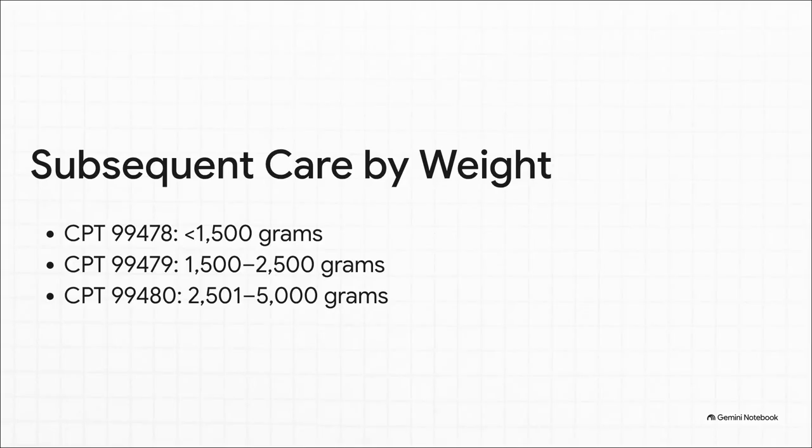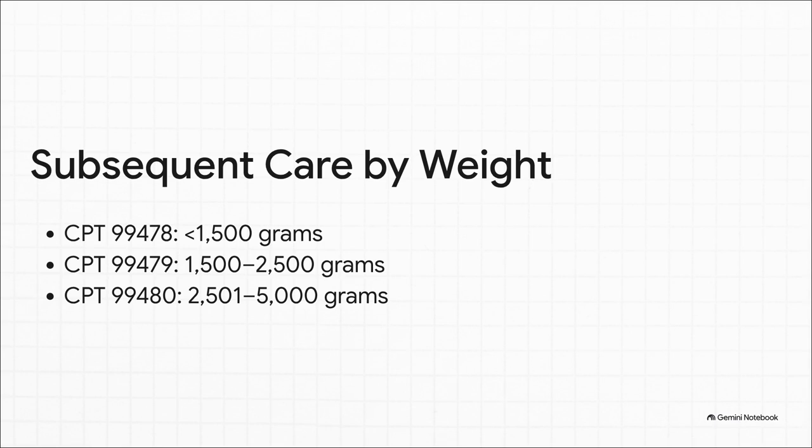However, for subsequent intensive care days, things get interesting. We switch entirely from age-based coding to weight-based coding, so you must look at the infant's present body weight for that specific day. If their present weight is less than 1,500 grams, you use CPT 99478. If they're between 1,500 and 2,500 grams, it's 99479. And if they weigh between 2,501 and 5,000 grams, you report CPT 99480.